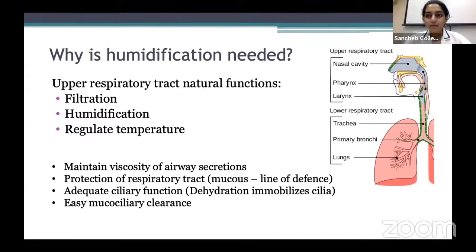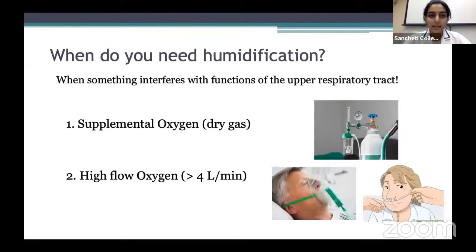So from all of this, what do we gather? That humidification is going to be used to aid in airway clearance as a chest physiotherapy technique. Now, when do I need humidification, or in whom is it indicated? In my clinical practice, when am I going to see patients requiring humidification? Think about it this way: anything that interferes with the functions of your upper respiratory tract is where you're going to need humidification, because that was its natural function, but now it's not being achieved. So we have to do it artificially for the body.